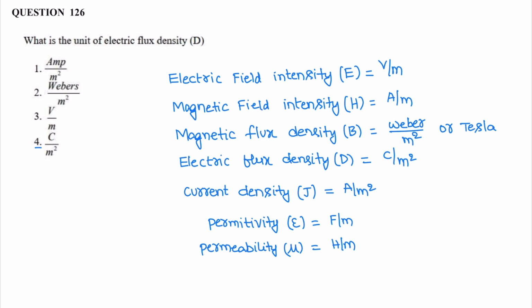Question number 126. What is the unit of electric flux density? Electric flux density D has units of Coulomb per meter square. For electric field intensity E, units are volt per meter. The unit for magnetic field intensity H is ampere per meter. For magnetic flux density, Weber per meter square or Tesla. For current density, ampere per meter square. For permittivity, farad per meter. For permeability mu, Henry per meter. So the unit for electric flux density is Coulomb per meter square.